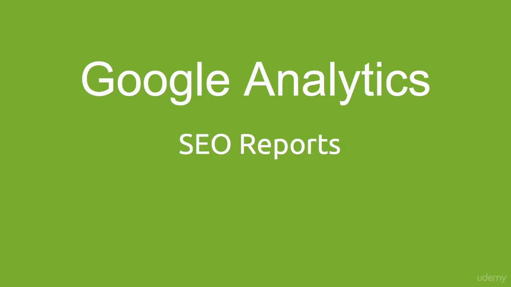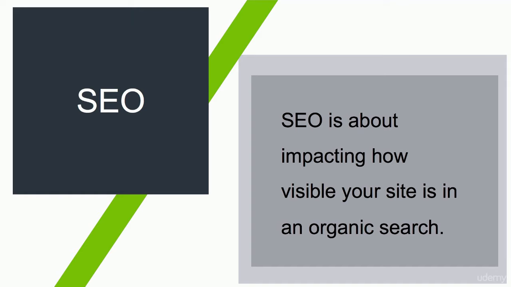In this video, we're going to discuss the search engine optimization reports in Google Analytics. What is search engine optimization, or SEO? SEO is all about impacting how visible your website is in a search engine's organic results. For example, when someone searches Google for topics relevant to your website, does your website show up? And what search queries will cause your website to show up in a search, if any? And you can make changes to your site's technical setup as well as the content you offer on your site to improve how high your site ranks on a search.